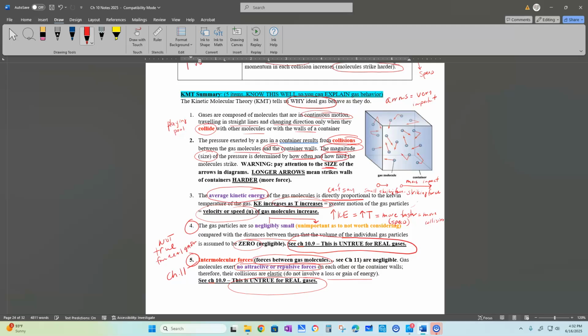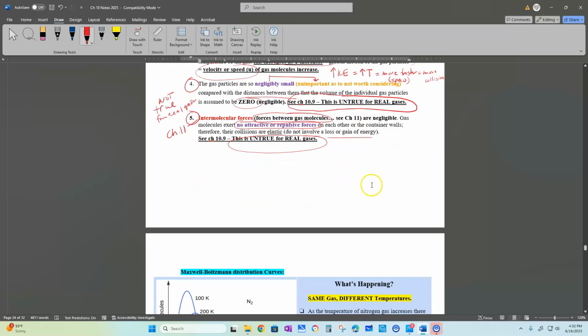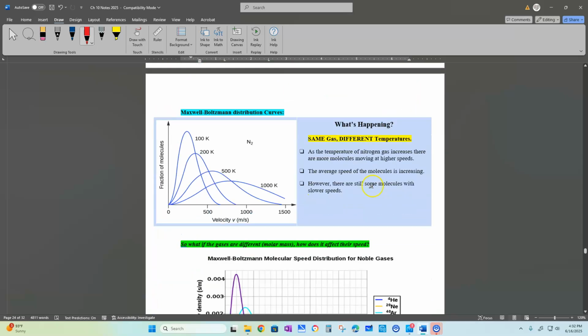But ideally, all 5 of these are met. So be very careful with the word negligible. Okay, negligible means just hardly has any effect. Okay. The Maxwell distribution curve, very, very, very important. You're going to see this curve pop up a couple times.